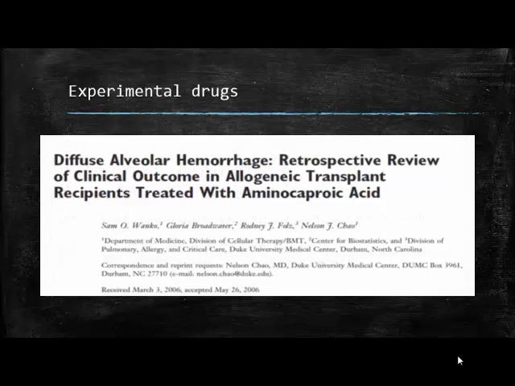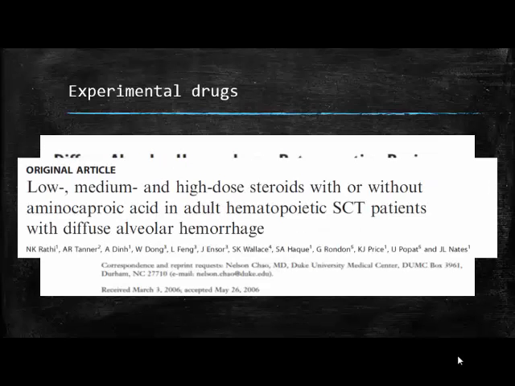So more experimental drugs. If you go to UpToDate, you're going to read about aminocaproic acid. There are 2 studies on aminocaproic acid. Both were retrospective. Both were on bone marrow transplant. One showed benefit. The other study did not show any benefit for this drug.